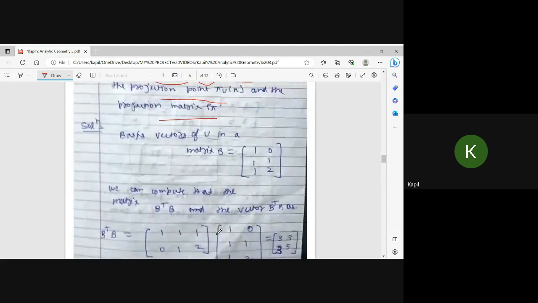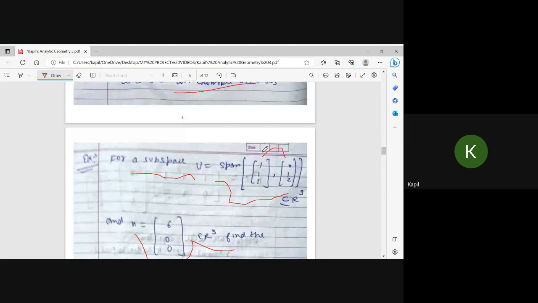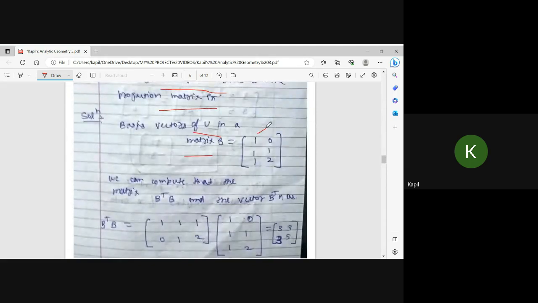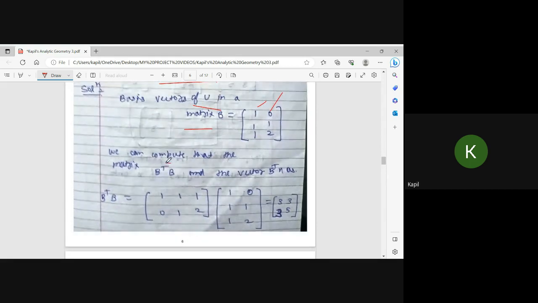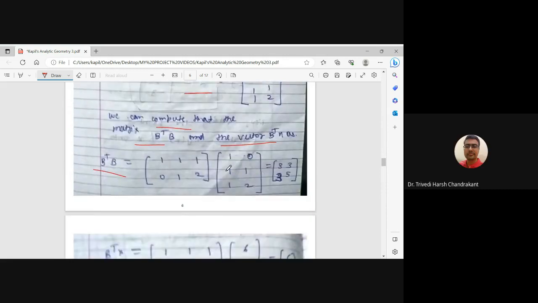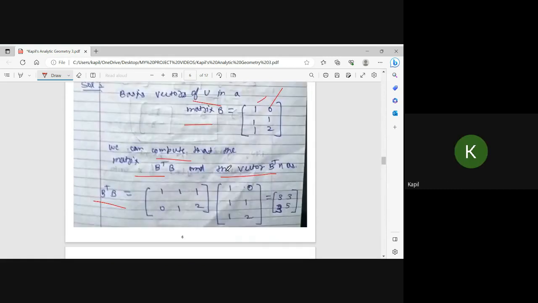So first of all, the basis vectors of U we can write in a matrix format, that will become the matrix B, from B1 and B2. This is B1 and this is B2. So this is the matrix of the basis vectors. We can compute the matrix B transpose B and B transpose x, because we have B also. So this is basically a rectangular matrix, right?